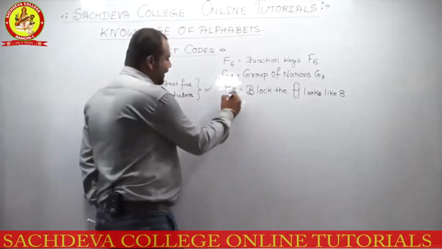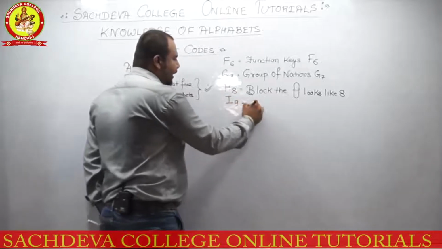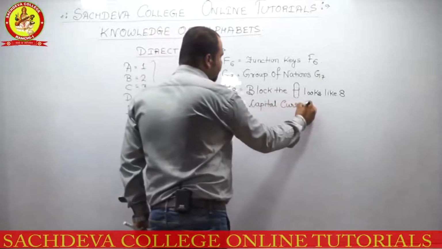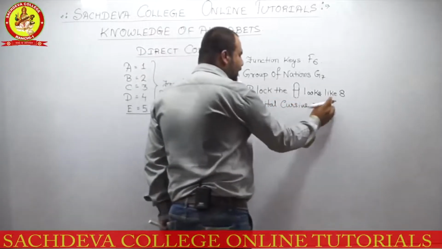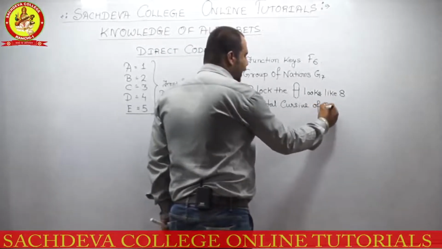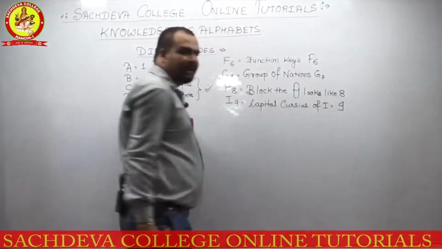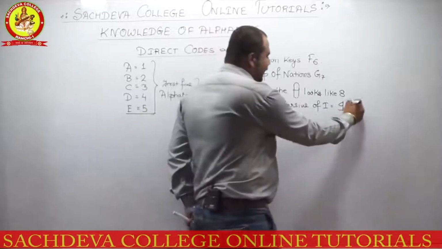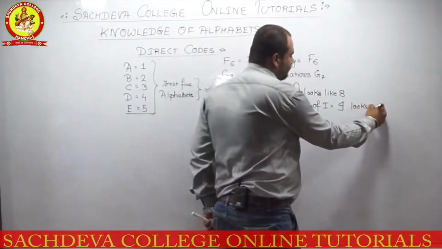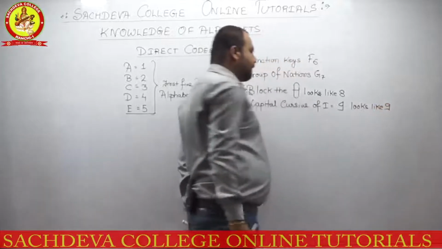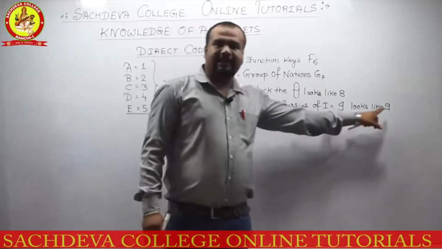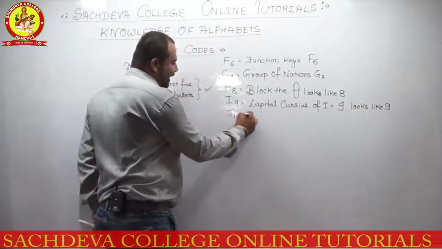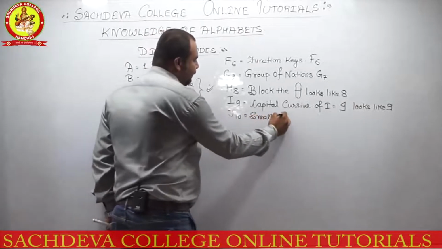Okay. Now, the next thing is I9. In capital cursive handwriting, the capital cursive of I is like this. Now, the capital cursive of I looks like this, and so we can say it is 9. So the capital cursive of I looks like 9, so the value of I is 9. When we talk about J10, then we have small cursive.